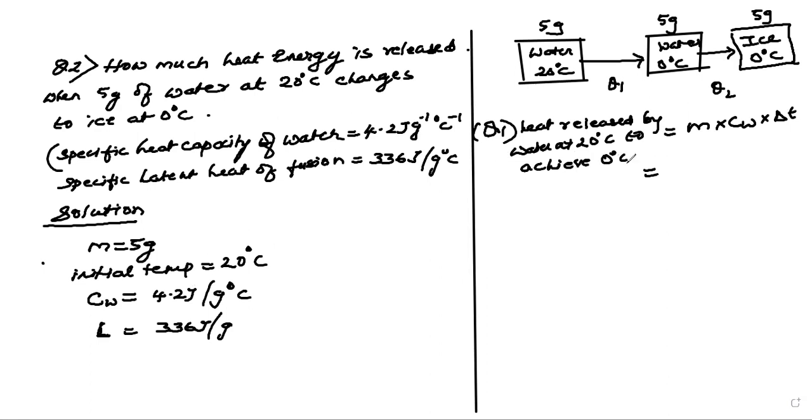Mass is how much, children? I told you 5 gram. And what is C of water? This mass is 5 gram, and C is 4.2 joules per gram. There is a fall in temperature from 20 to 0, so 20 minus 0 is 20. When I multiply, 5 twos are 10, so I'll get 420 joules.